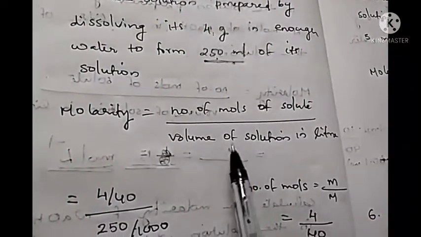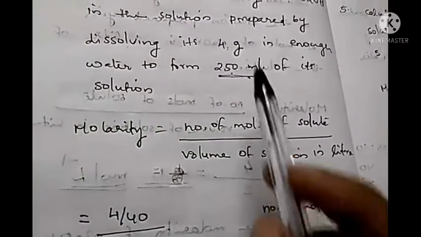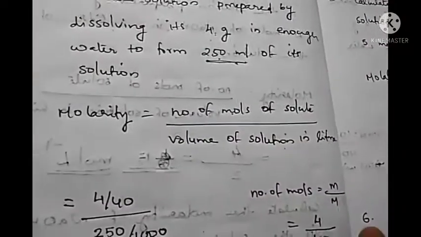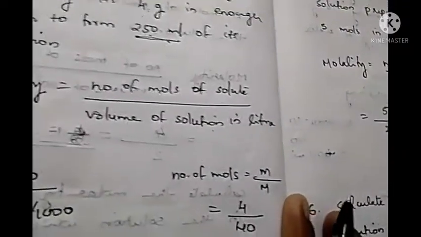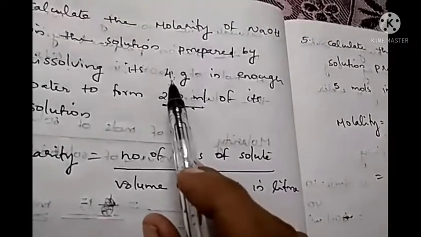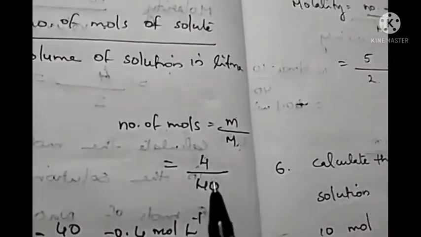And what is the formula to calculate molarity? Molarity is equal to number of moles of solute divided by volume of solution in liter. Here the number of moles is not given directly, but we are given the mass, that is 4 gram of NaOH, isn't it? So from the mass we can calculate the number of moles. What is the formula for that? Number of moles is equal to given mass by molecular mass. And what is the given mass here? 4 gram. So given mass is 4 gram divided by the molecular mass of NaOH, which is 40. So 4 divided by 40.